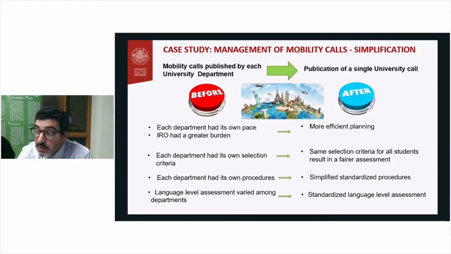At the moment, through the implementation of the single set of rules, we also managed to have a single university call approved by the governing body. So at the moment, there is one single call for all the students of the university, and if grants are not assigned to individual departments or faculties, those grants are reassigned by publishing an additional call. But always a call managed at the central level. Okay, so the planning of these calls is more effective and more efficient at the moment.